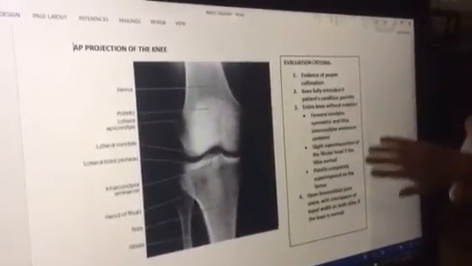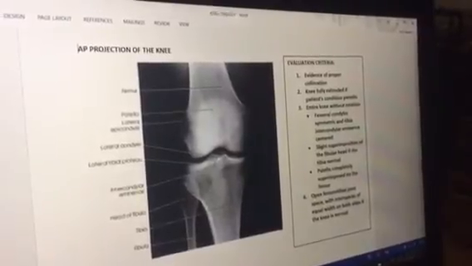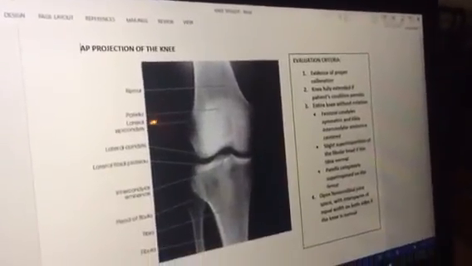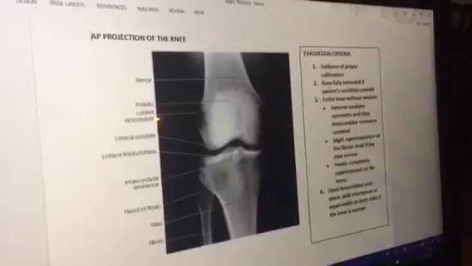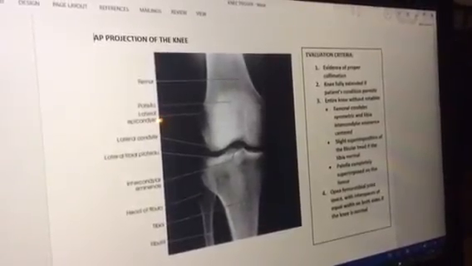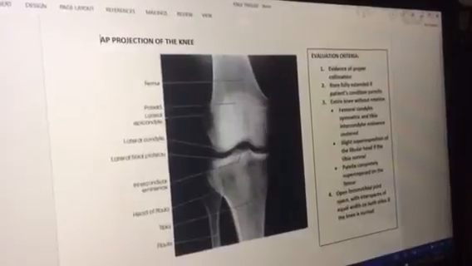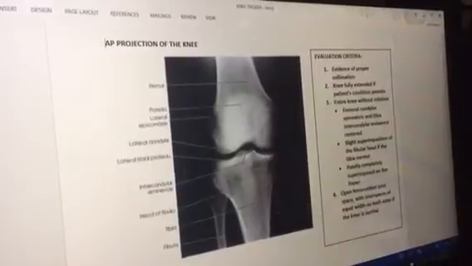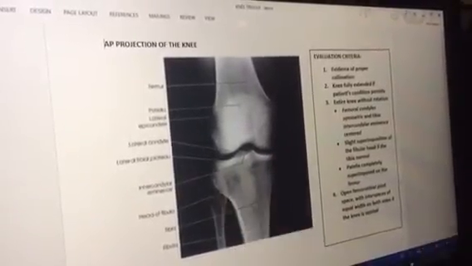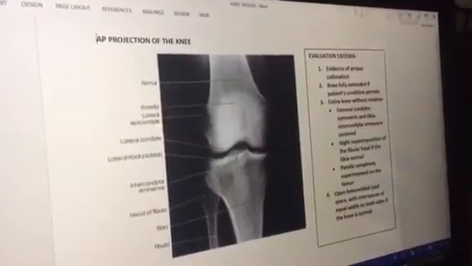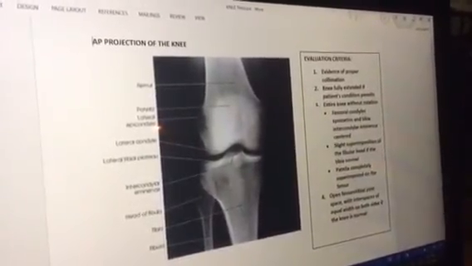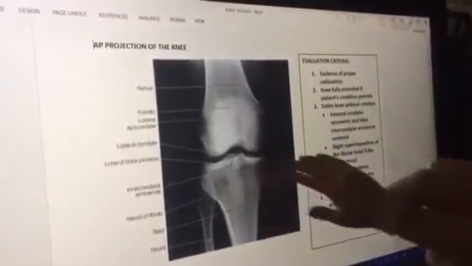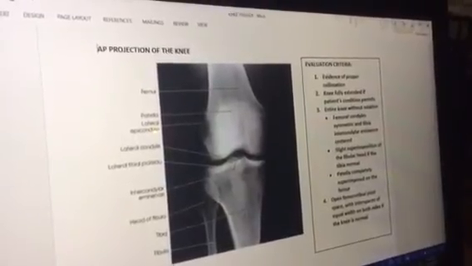All right, so this is the image, the AP projection of the knee. And as you can see, here's the evaluation criteria from Merrill's listed on the side here. There's evidence of proper collimation and the knee is fully extended, that is, however, if the patient's condition permits. The entire knee is also shown without rotation, and we can tell this because the femoral condyles are symmetric and the tibial intercondylar eminence is centered. There's a slight superimposition of the fibular head, and the patella is completely superimposed on the femur. As well, there is an open femorotibial space, and the interspaces are equal width on both sides if the knee is normal.